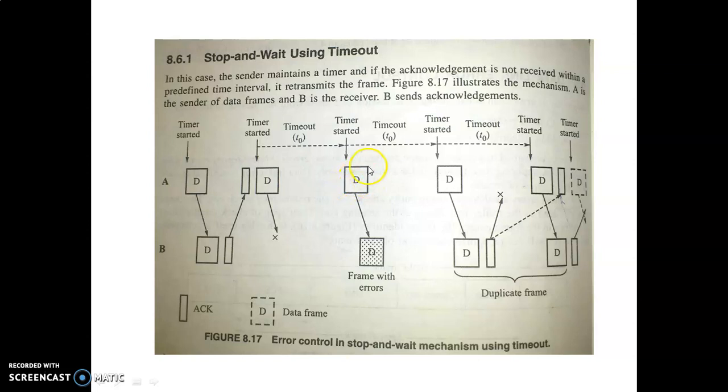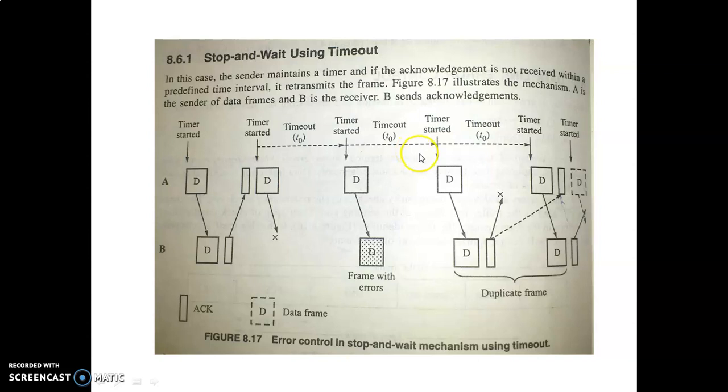Again the sender sends the same frame. Now this D and this D are the same. It sent the frame and it was received on the other side, but with errors. Since it was received with errors, B will not send an acknowledgement in this method. B doesn't send an acknowledgement to A. So the sender will wait for another 5 milliseconds. This is the timeout, and it will wait for the acknowledgement to come.